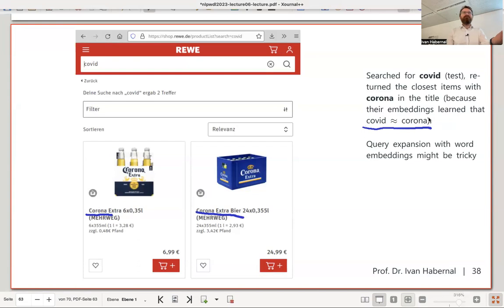It makes sense because some person could remember that there is a beer named the same as Corona, and maybe wouldn't remember if it was Corona or COVID. For Rewe, it serves a purpose, I guess. But if you're really looking for a COVID test, it shouldn't give you beer.